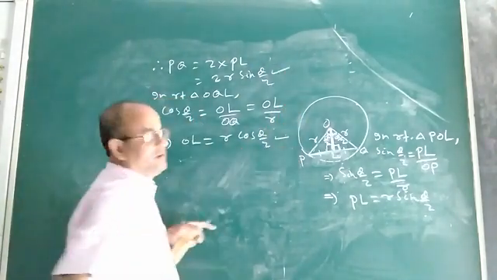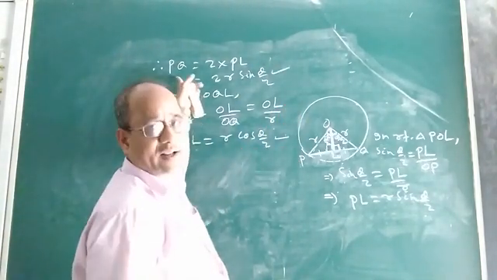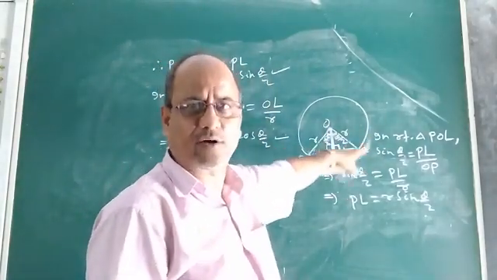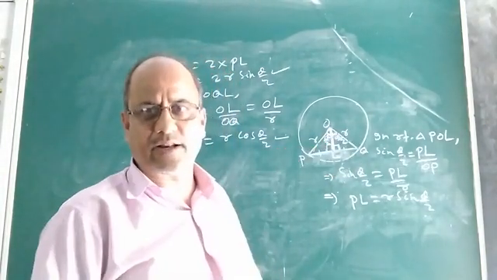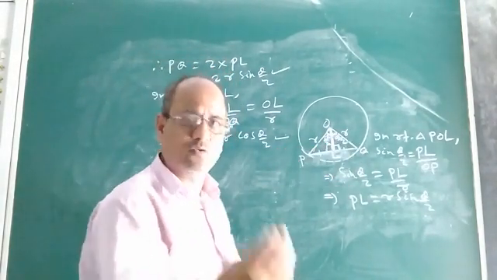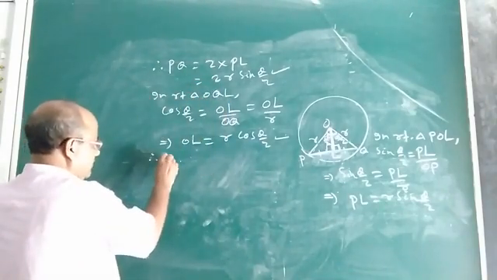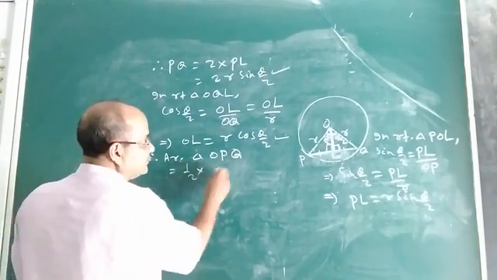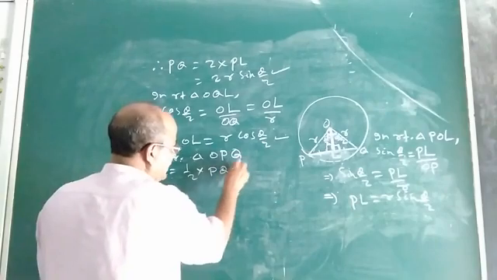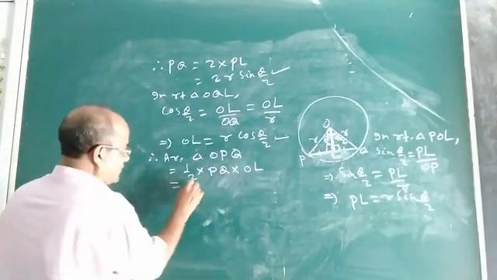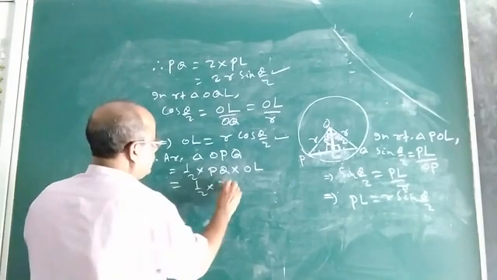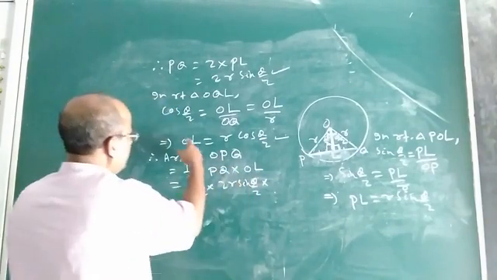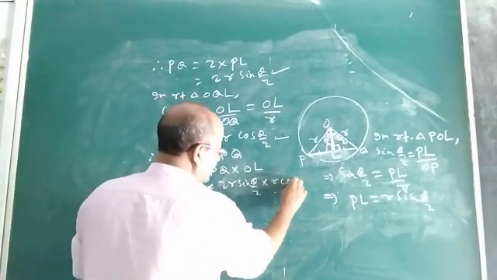Now we got the length of OL and we got the length of PQ. Now we can easily find the area of the triangle because we have the base as well as the altitude of triangle OPQ. What will be the area of triangle OPQ? Area of triangle OPQ is half into base, which is PQ, and the height or altitude, which is OL. Now substitute the values: half into 2R sine theta by 2 into OL, which is R cos theta by 2.